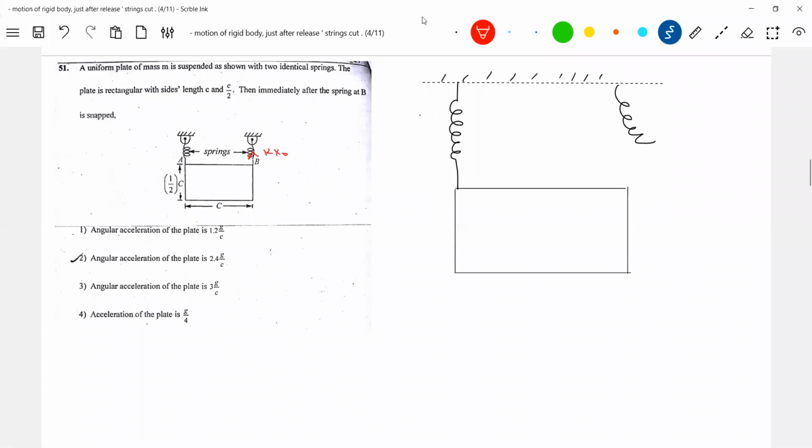I'll just show it. Kx naught and the weight mg will act. So for equilibrium, what we can write here, I'll write 2 kx naught minus mg equal to 0. Now, what will happen to the system? The weight mg will act.